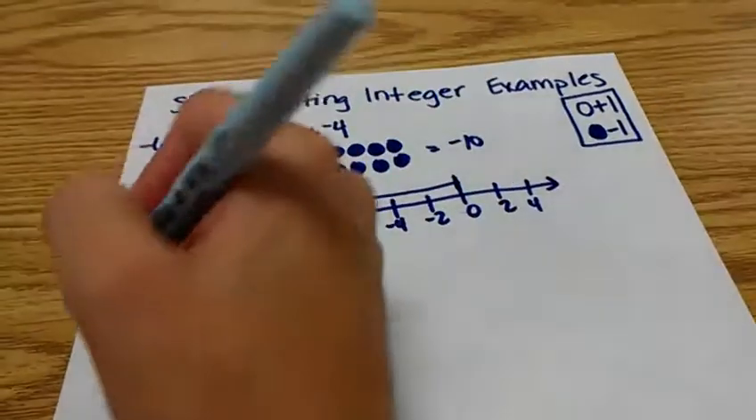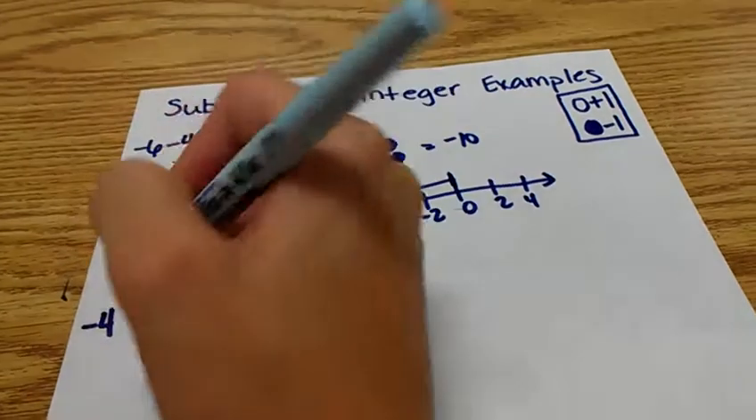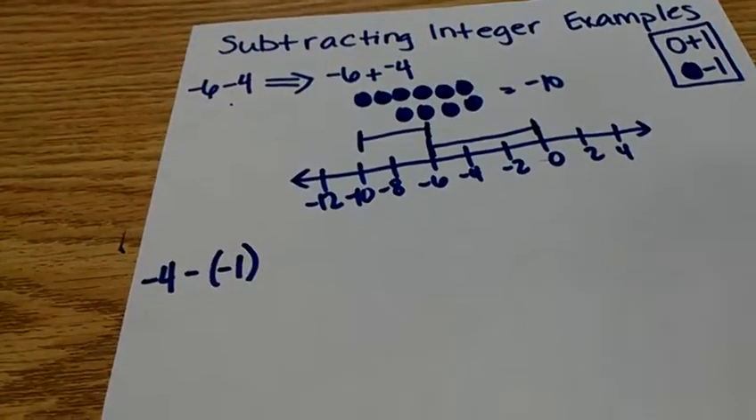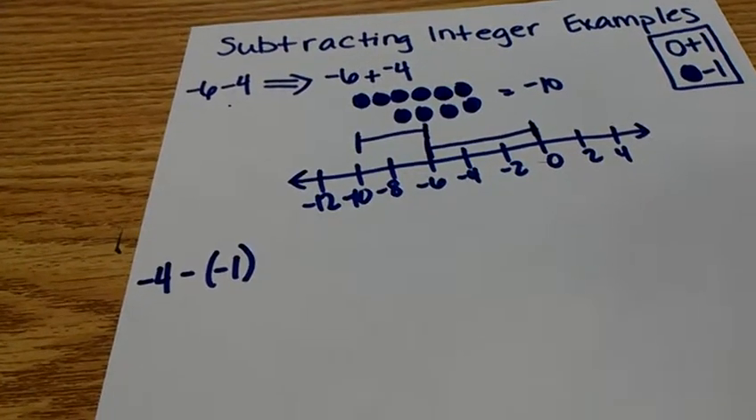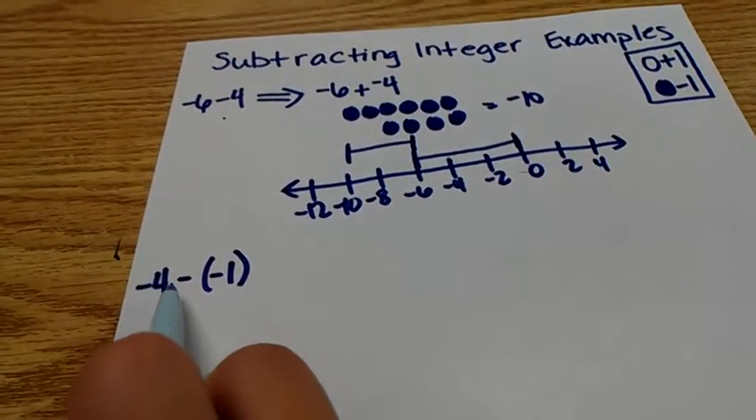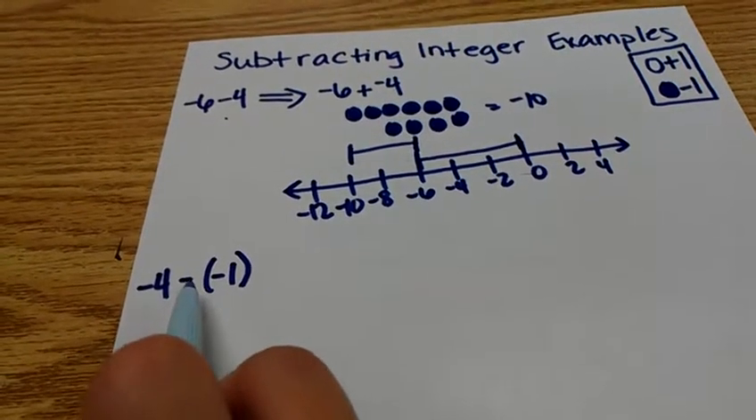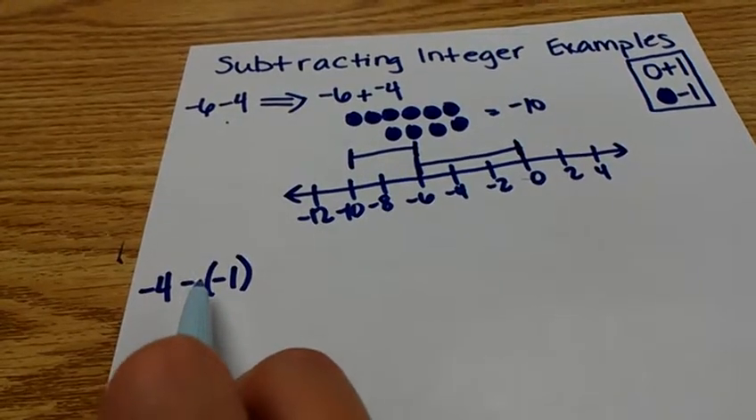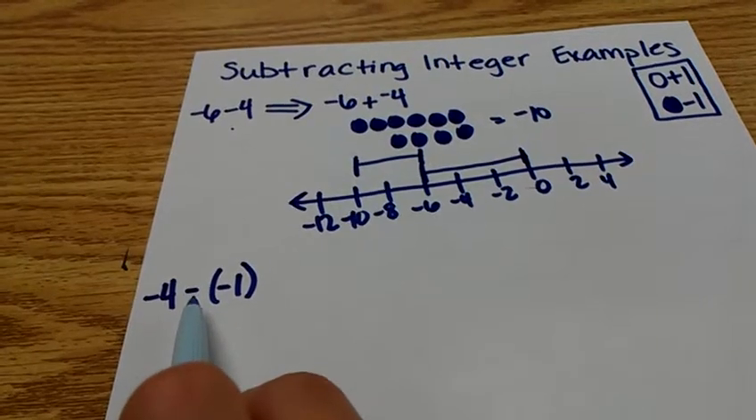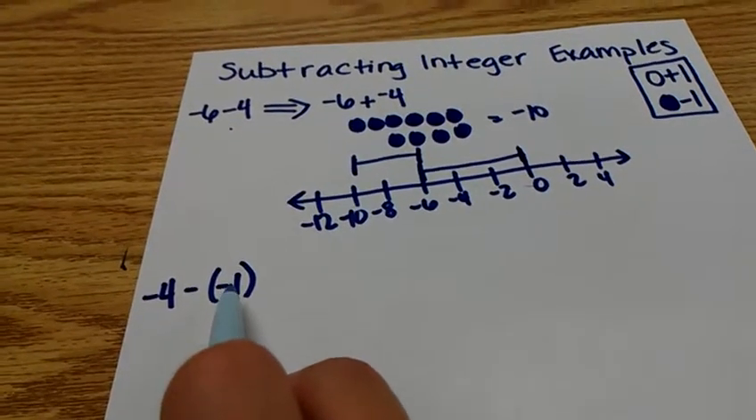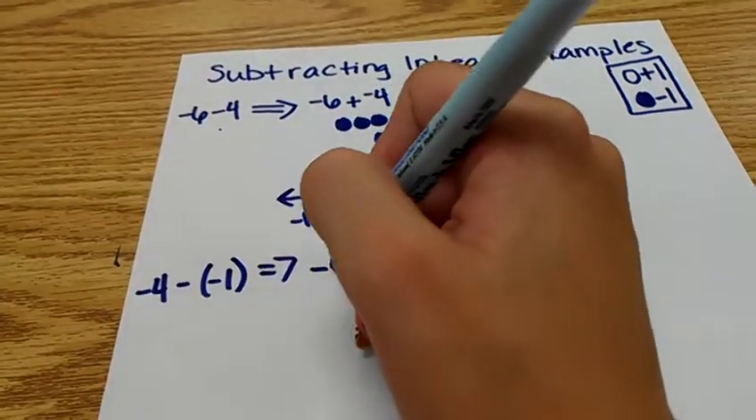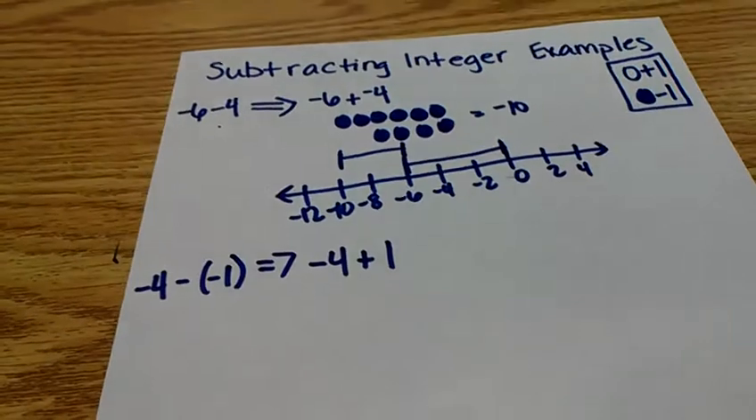My next problem is -4 minus -1. As you can see here, I've got parentheses in this problem, but remember, if there's no operation in the parentheses, it doesn't mean to do it first. It's just separating the negative sign from the subtraction sign. So I need to make this subtraction problem an addition problem. I'm going to add the opposite, which means make subtraction addition, and make -1 its opposite, which is a +1. So my problem becomes -4 plus 1.